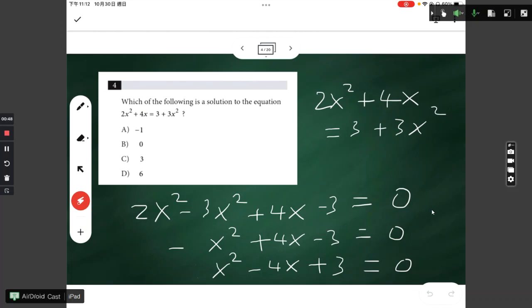And what we can do is move these two terms to the left-hand side, and then on the right-hand side, we're going to be left with a 0. So when these two change sides, you're going to change the sign, right? 3 becomes a -3, plus 3x squared becomes a -3x squared. And then you want to do the calculation: 2x squared minus 3x squared. So you have a negative x squared.